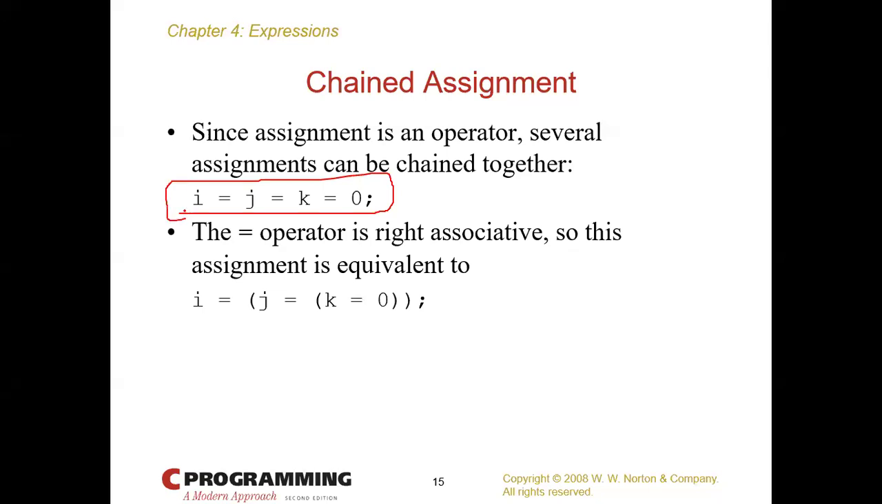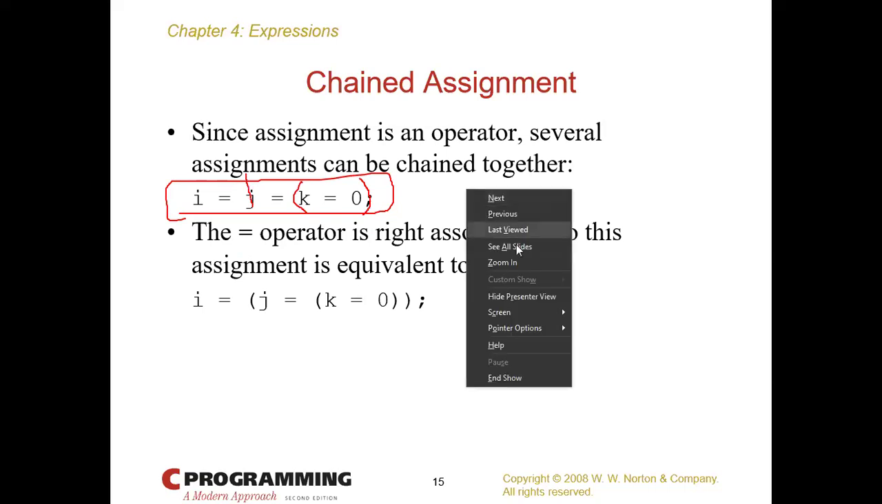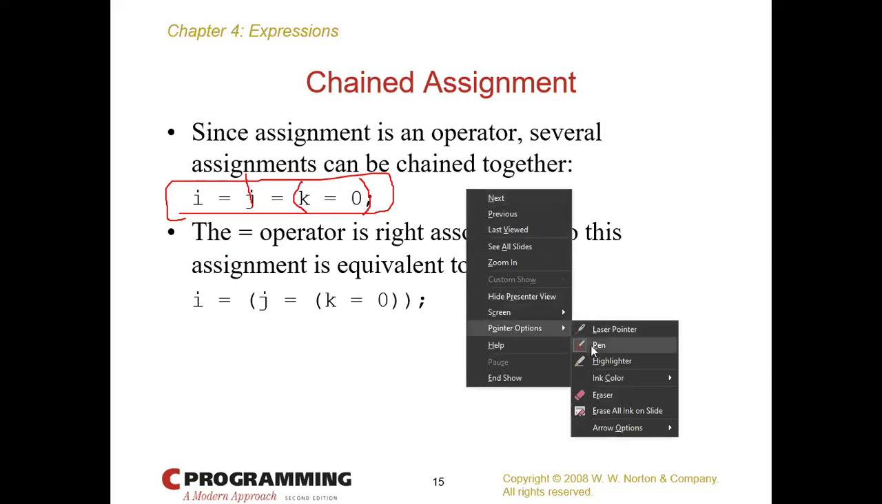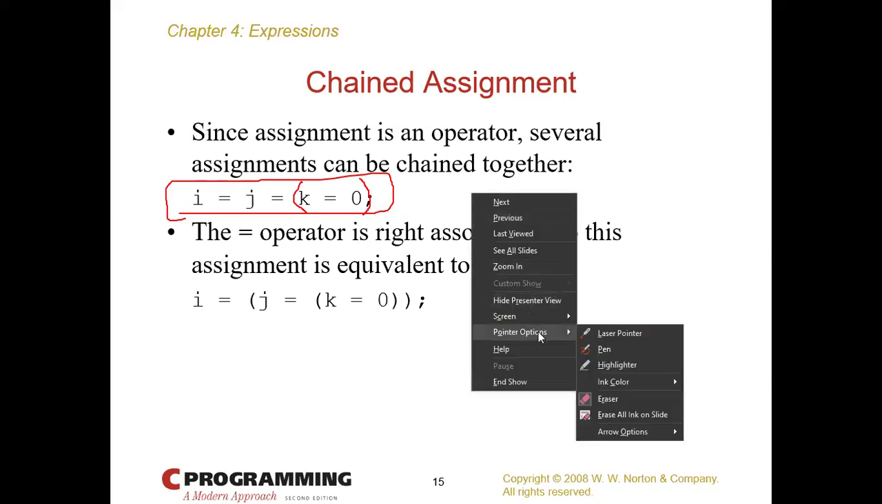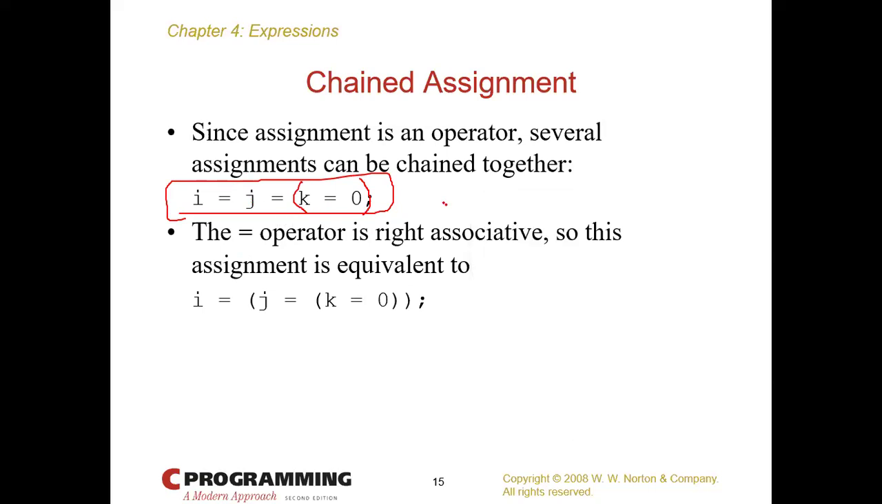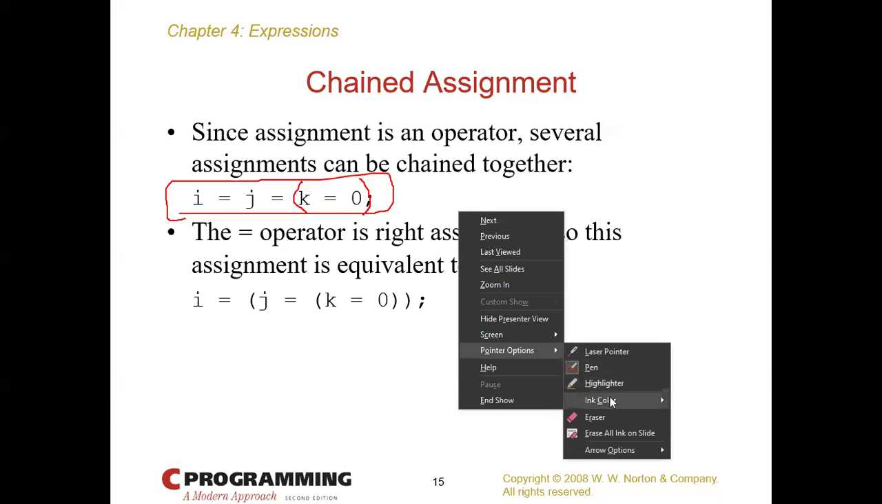Since the assignment symbol is an operator, we can chain it together. So what goes on? The assignment operator is right associative, clearly. So we have to assign a value to k before we can assign the value to j. This is the meaning. It is right associative. We must assign the value to k before we assign the value to j.